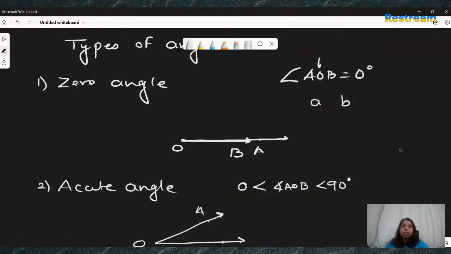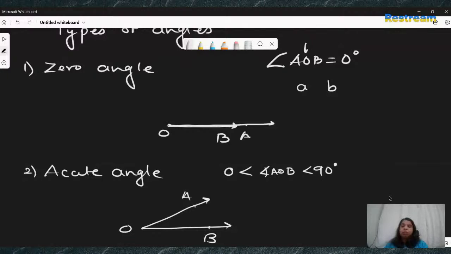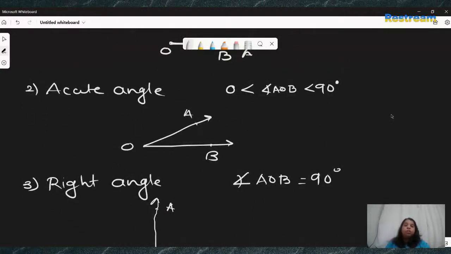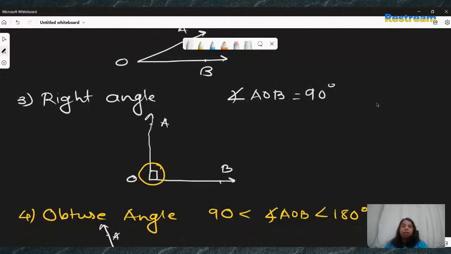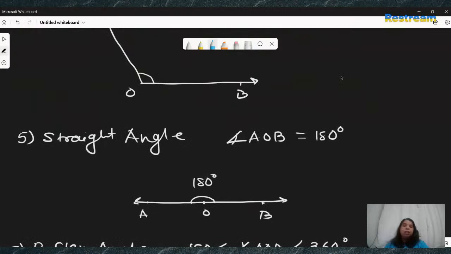Our first angle was the zero angle, which measures 0 degrees. The second one we learned was the acute angle, which lies between 0 and 90 degrees. Then we have a right angle, which measures exactly 90 degrees, and it is always denoted by this small square over there. Then we have the obtuse angle, which is between 90 and 180. Then we have a straight angle, which is exactly 180 degrees. So it's always a straight line basically, whether they have mentioned it or not.